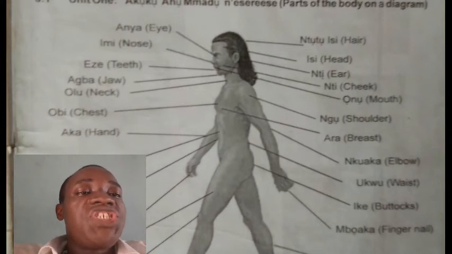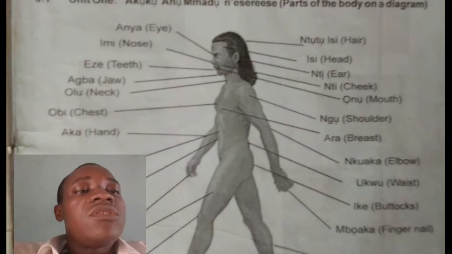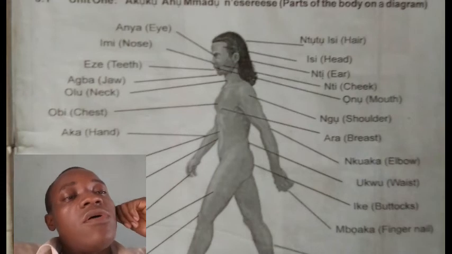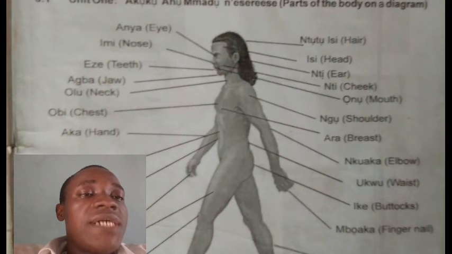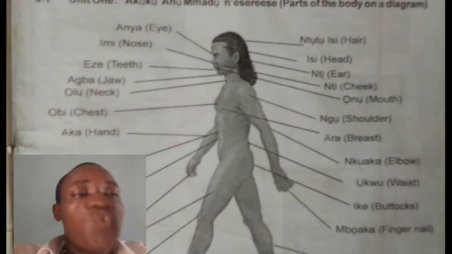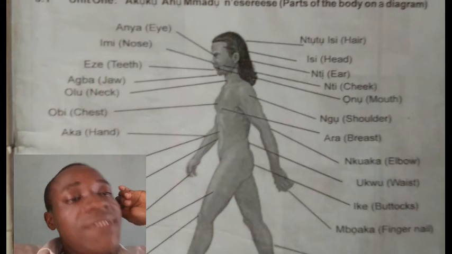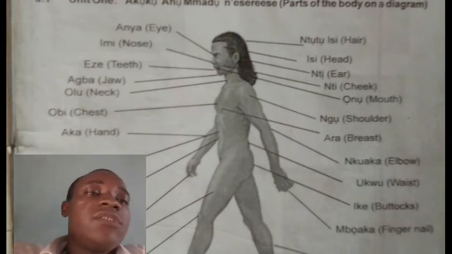We have the cheek. The cheek is called nti. We have the ear. The ear is called ntị. So it's two different things. You can see the i with one dot for cheek, nti, but the ear, ntị, has the i with a dot below. You can see the difference there.